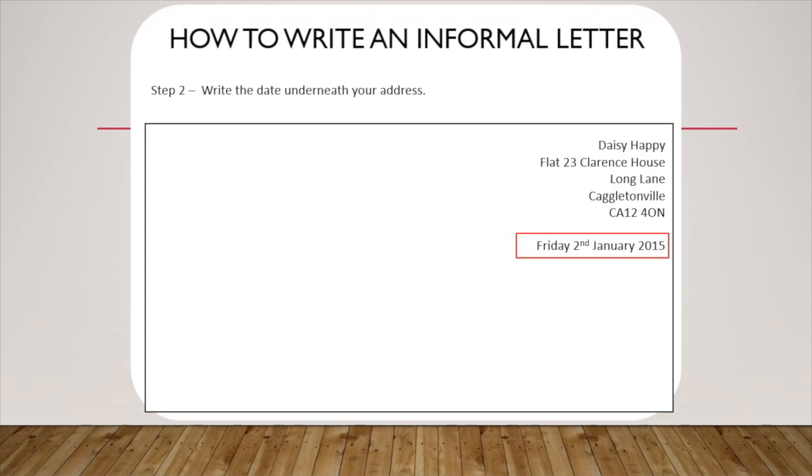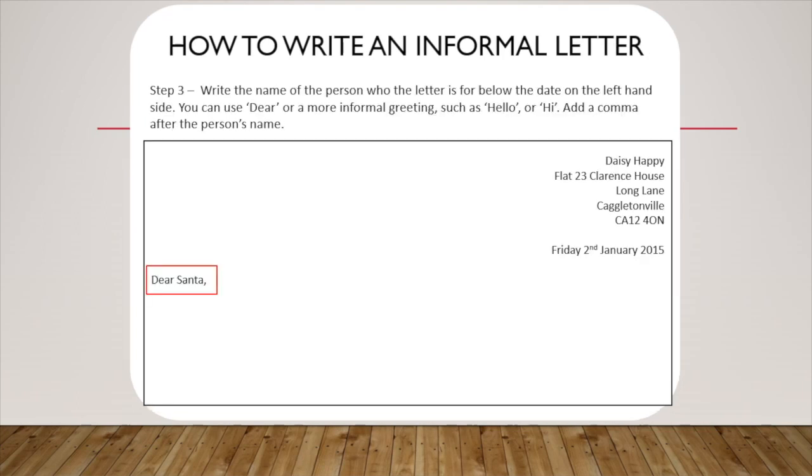Once you've written the address and the name, you'll then need to write the date underneath your address so they know when you have written the letter. The third step then is to write the name of the person who the letter is for below the date on the left-hand side. You can use dear or a more informal greeting such as hello or hi, and then you add a comma after the person's name. You can see the example down below.